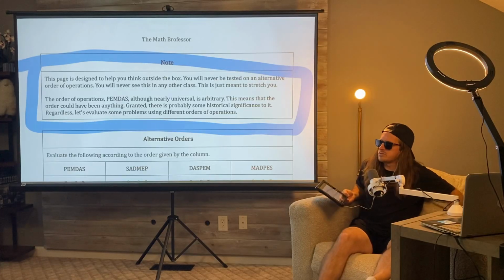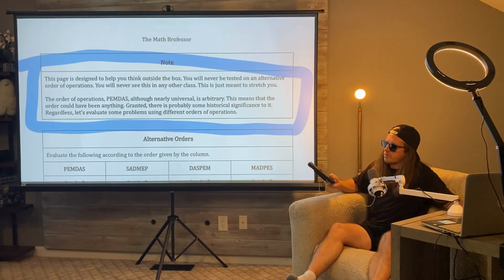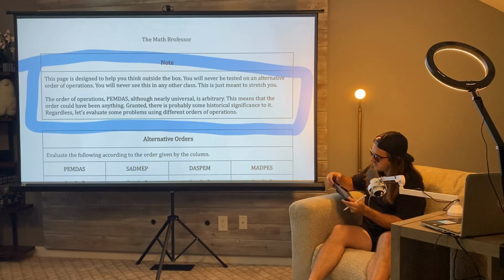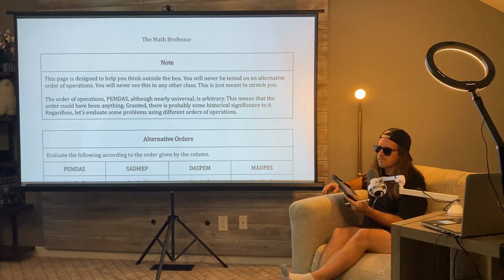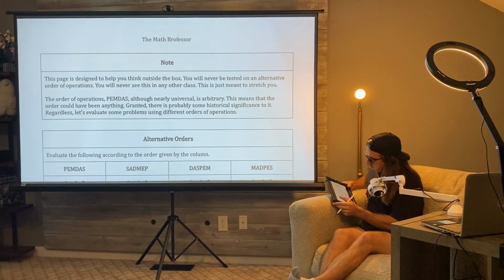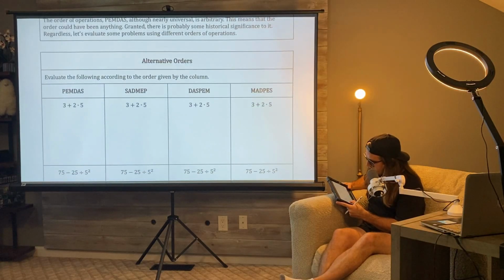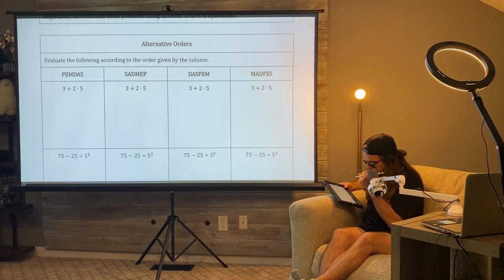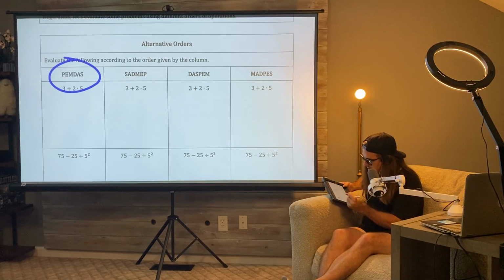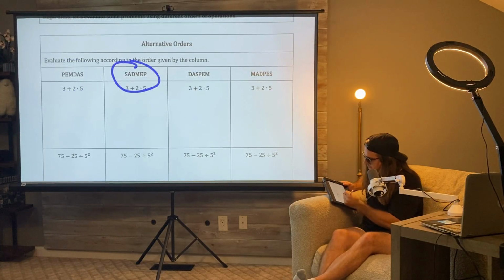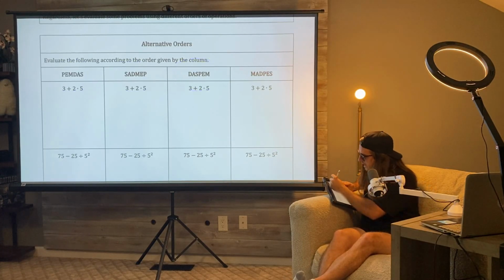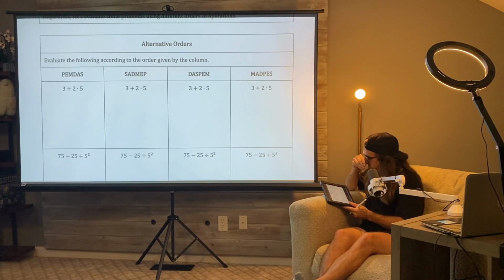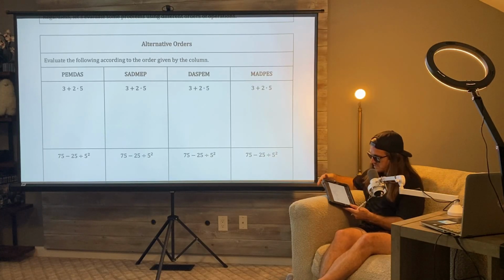So this is purely just for fun. If you're just watching this video because you need help with math, I don't want to confuse you, but if this stuff does fascinate you, stick around. Here are some alternative orders. We have, well, PEMDAS, but then we have SADMIP, DASPIM, and MADPIS. So, yeah, let's just see what happens here.